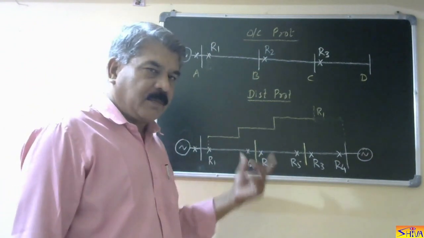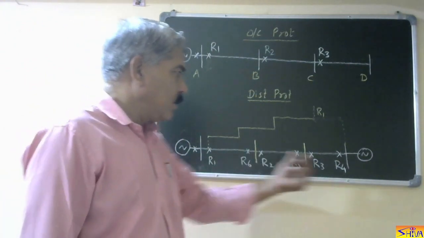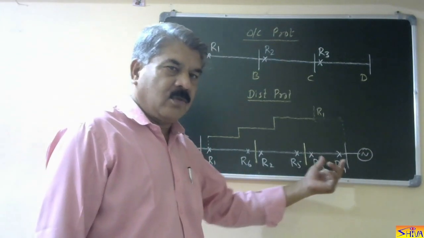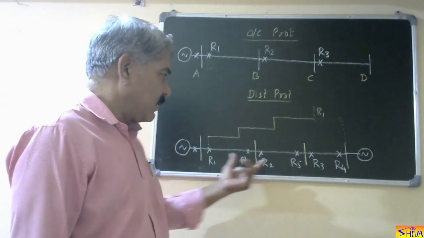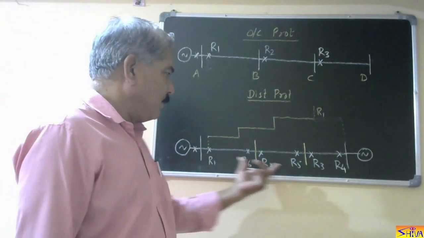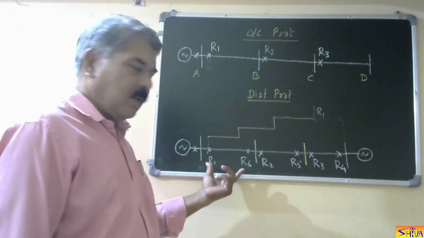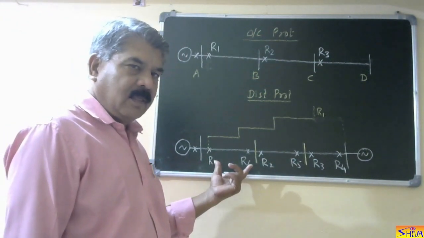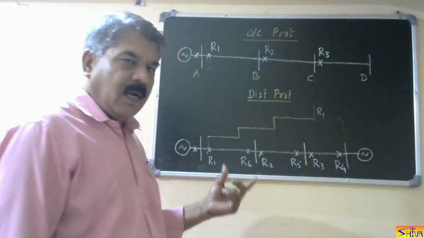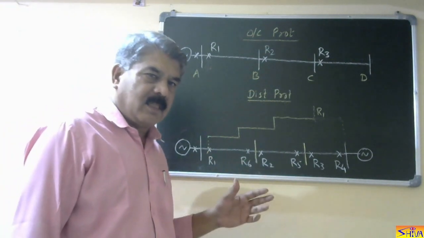This is used for transmission line. Therefore, I have shown two sources, that is sources at both the ends. Again, three line sections, say AB, BC and CD. We have to install relays at both the ends because sources are at both the ends. And normally we provide a three-step distance protection scheme.